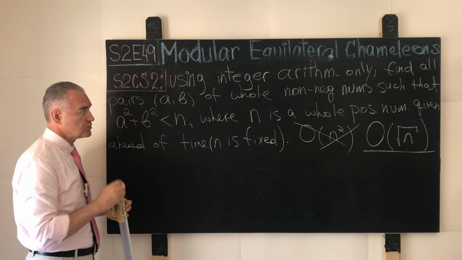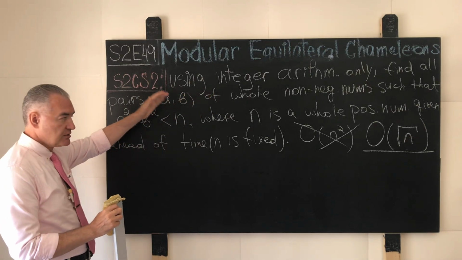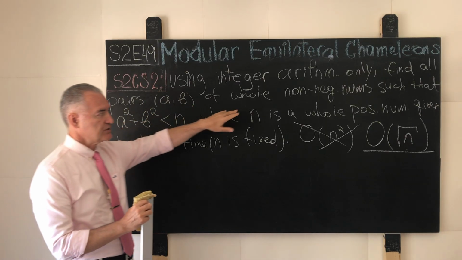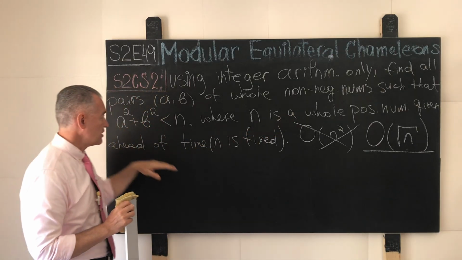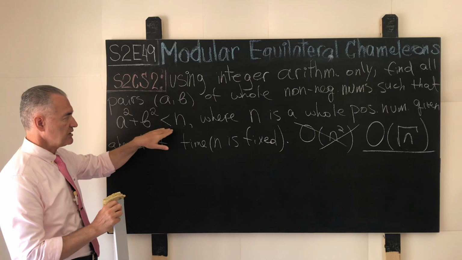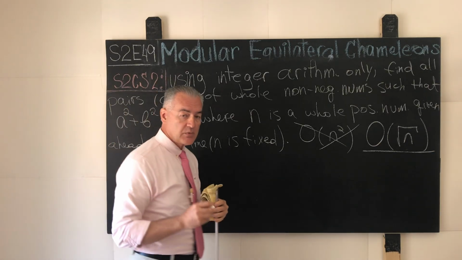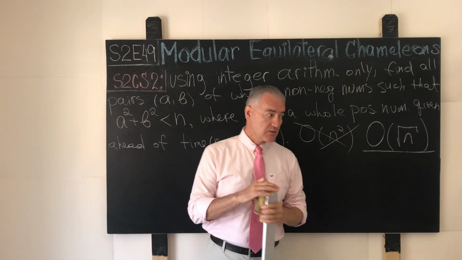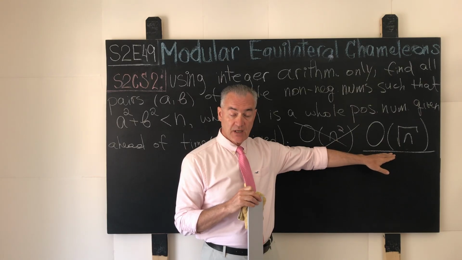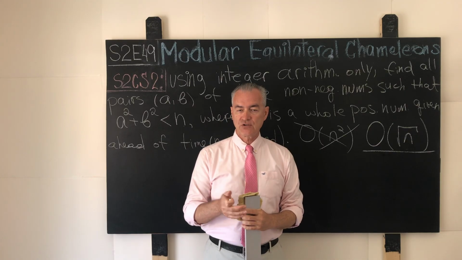So again, one more time, using nothing but integer arithmetic, print all the pairs of numbers A and B, each of which is a whole non-negative number, such that the sum of squares of these numbers, A squared plus B squared, is strictly less than a fixed whole positive number N that is given ahead of time. Using the big O notation, the time complexity of this algorithm should be square root of N. This is it. Good luck.